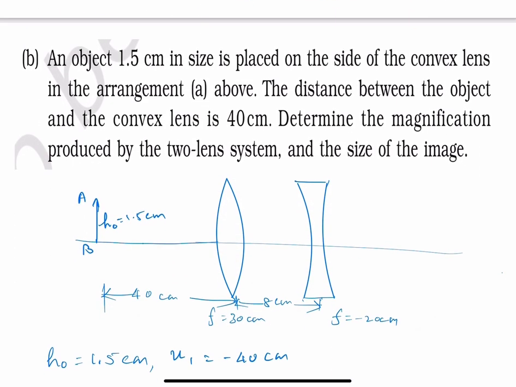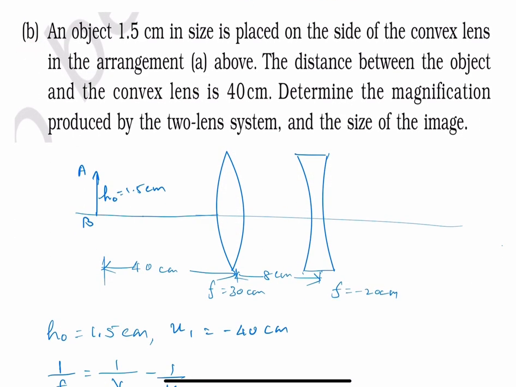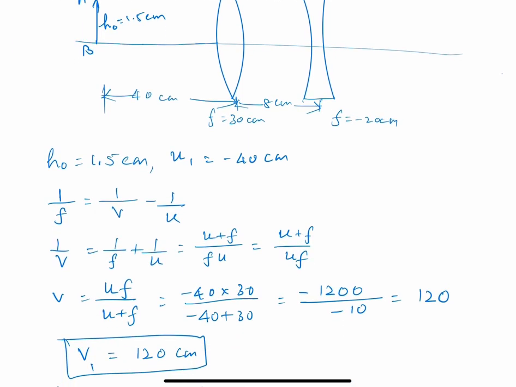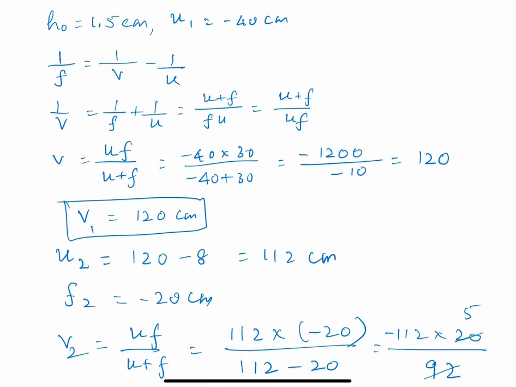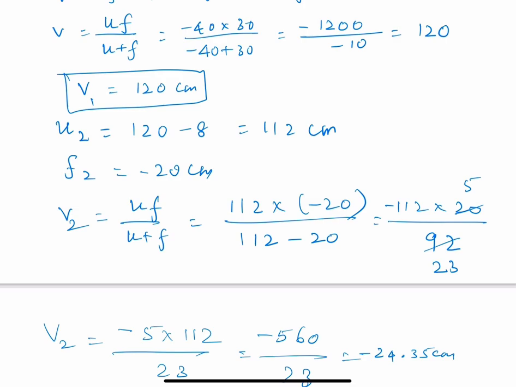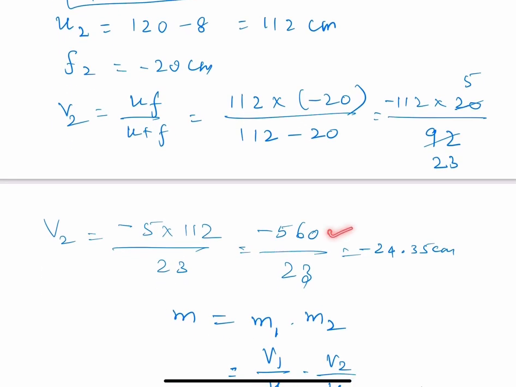Now we have the second part, part B of the question. The same setup as in figure A. Both the lenses are separated by 8 centimeter. An object of height 1.5 centimeter is placed 40 centimeter from the convex lens. Find the magnification. Using this equation, we will find the image formed by the u value and v value. So this is v1. Now for u2, it will be 120 minus the gap, which is 112 centimeter. f2 we know. Now find v2. v2 is minus 560 by 23.